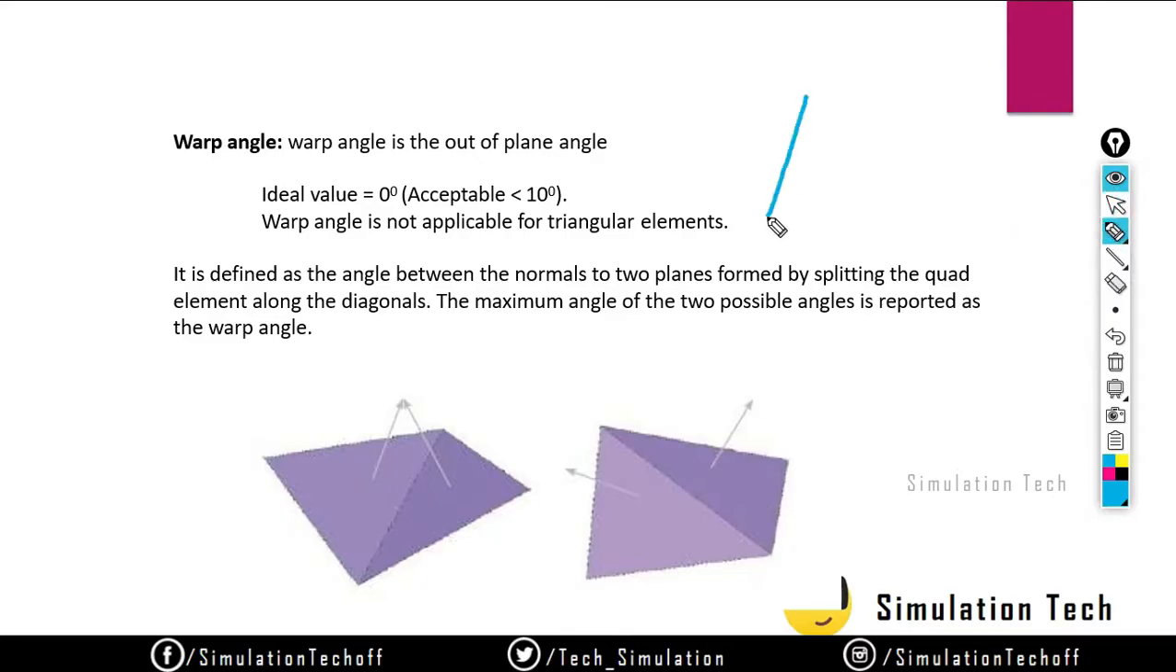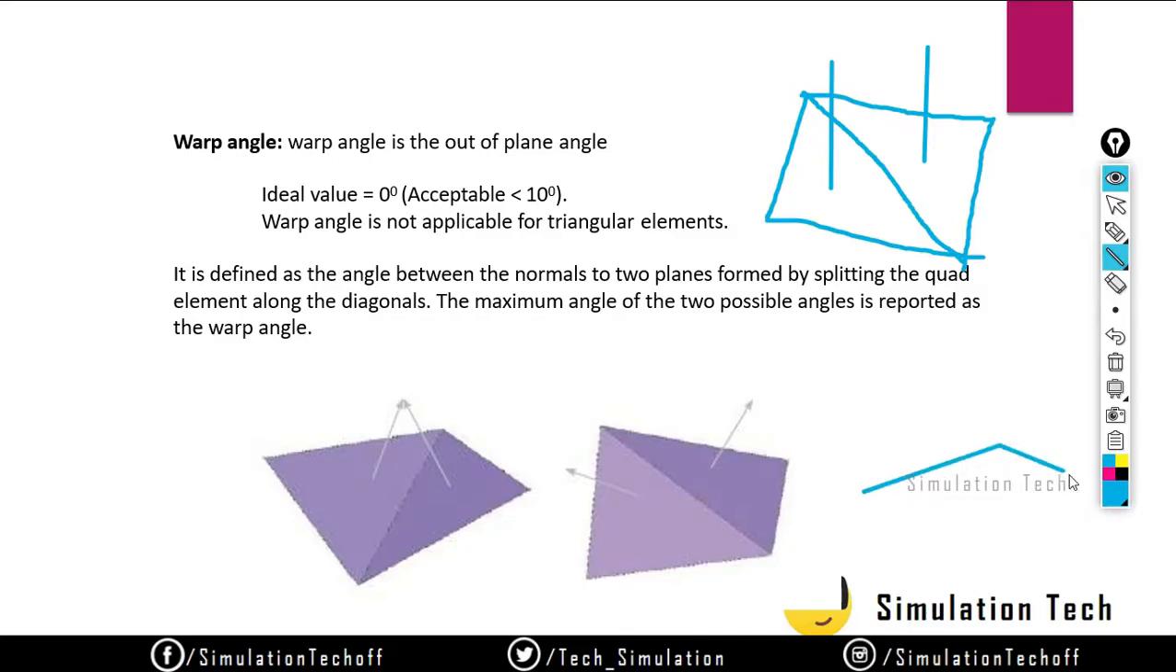So when I have a quad element like this, I will split the quad into two segments diagonally. If I draw a perpendicular line or normal line, it will be like this, 1 and 2. Assume it is a perfect quad, there won't be any tilt. If it is a perfect quad, the two lines should be exactly parallel. If there is any deformation or a tilt, it may be like this or like this.